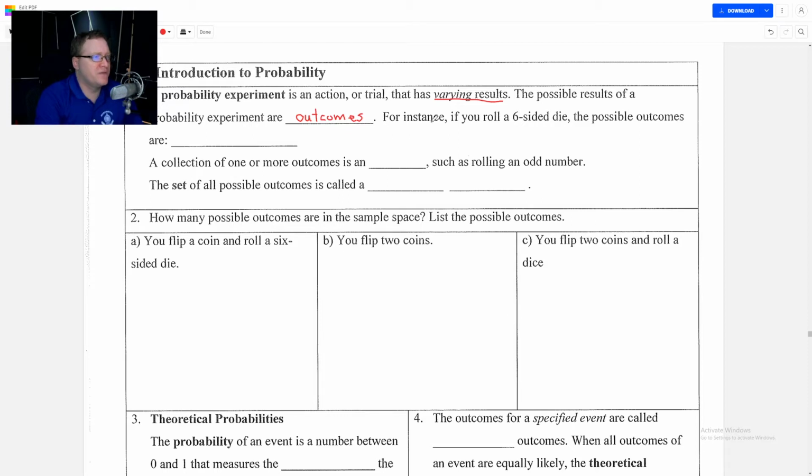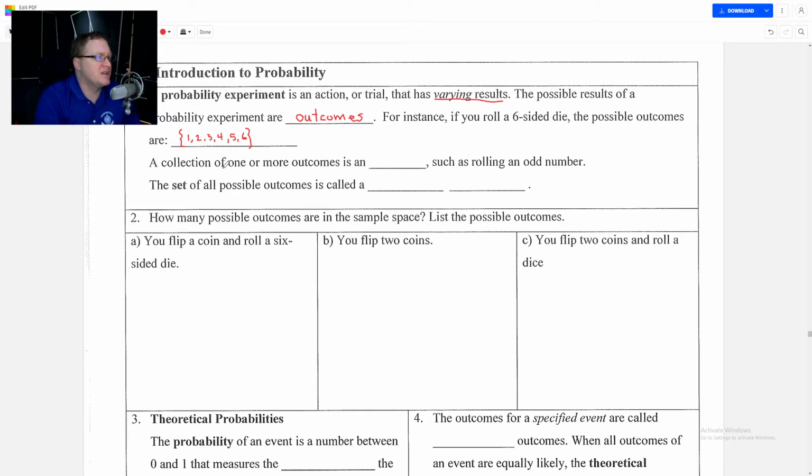So it says here, for instance, if you roll a 6-sided die, what are all of the possible outcomes? Well, this is going to be a set, a group of numbers, so I'm going to draw brackets here. What are all the possible outcomes? Well, you could get a 1, a 2, a 3, a 4, a 5, or a 6. Those are all the possible outcomes on a 6-sided die. You can't get anything else. You can't roll a 7, a 0, or anything else. These are all the possible outcomes.